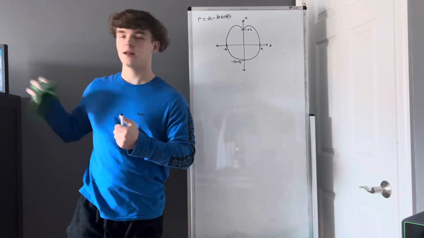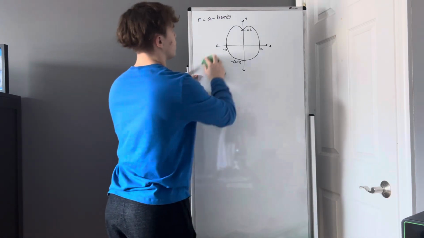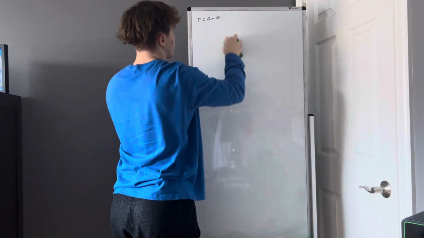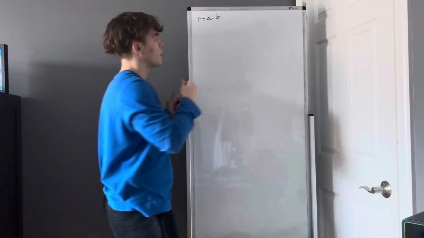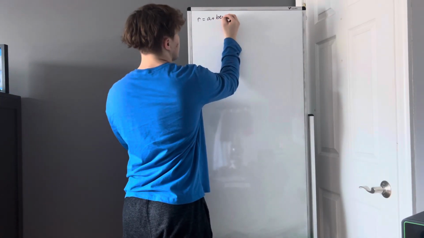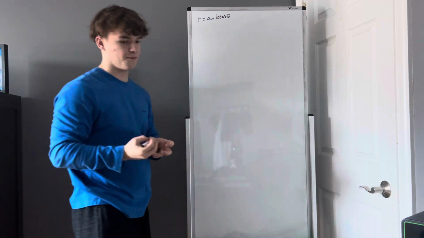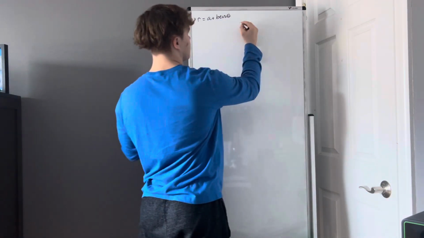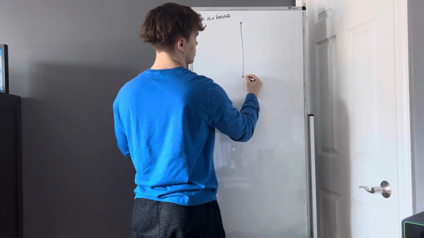Okay, let's look at a very simple yet different graph. I'm going to change this back to cosine. Hopefully I can draw this one better. A plus b cosine theta. What we're going to get this time is this.